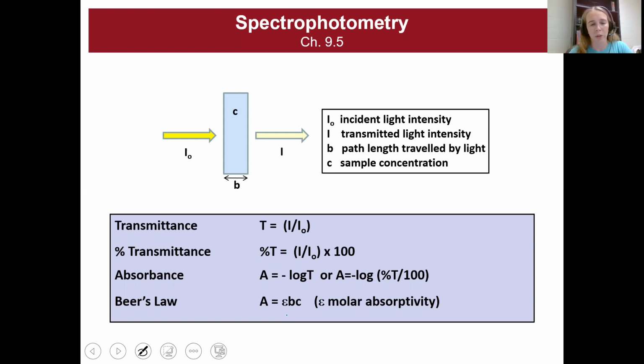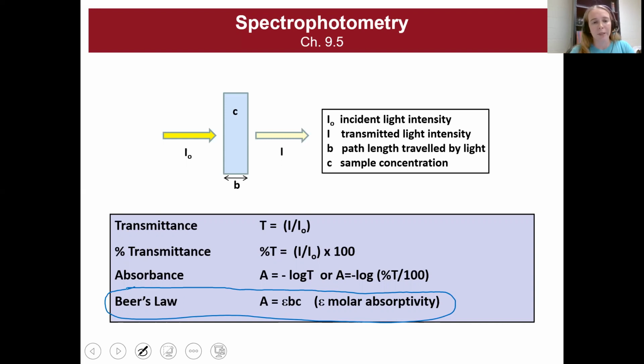What we do is we use something called Beer's law. Beer's law relates the absorbance of light by a solution to the concentration of the species in the solution. So what does that mean? Let's start from the beginning.